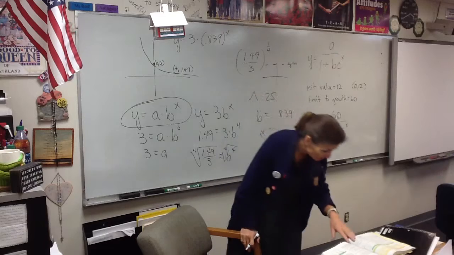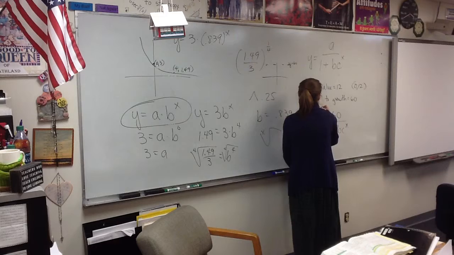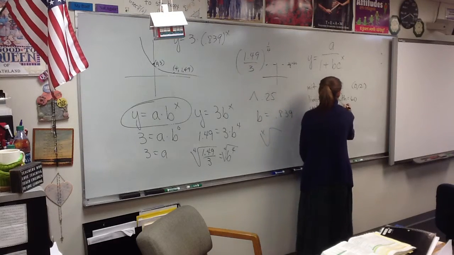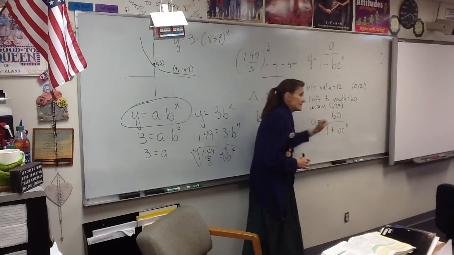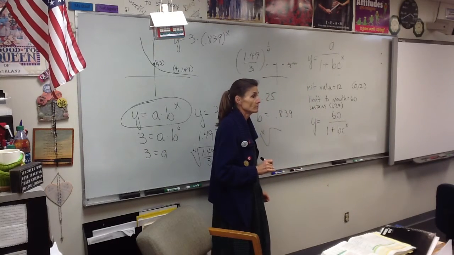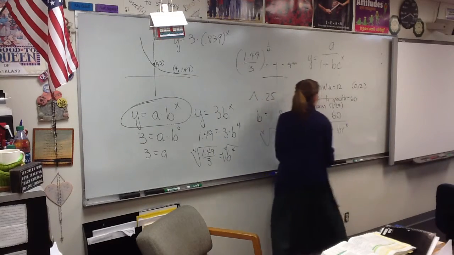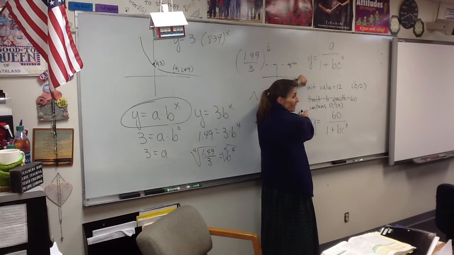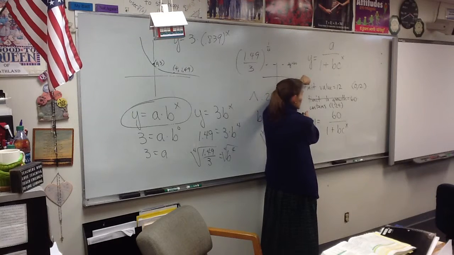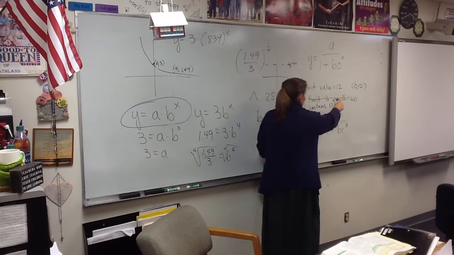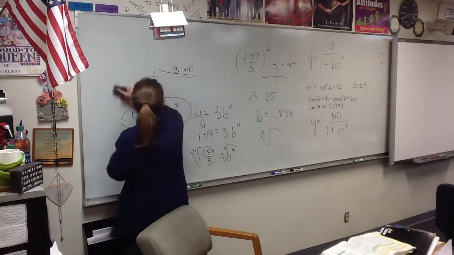And then what else did they tell me? I need one more thing. It passes through 1, 24. So the very first thing I'm going to do is stick that 60 in as my limit to growth. So that's done. Now I have these 2 points left. Which one do you think I'm going to start with? 0. I'm going to start with that one, just like I always do. So I'm going to put 0 in for x and 12 in for y.